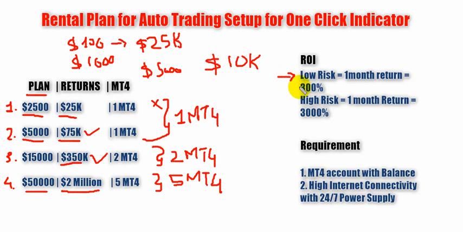ROI with this auto trading setup is divided into 2. If you trade this setup with low risk, then the 1 month return is 300%. If you run this setup with high risk, then the 1 month return is 3000%. So the setup will be done based on your risk preference, and according to that the ROI will be achieved.